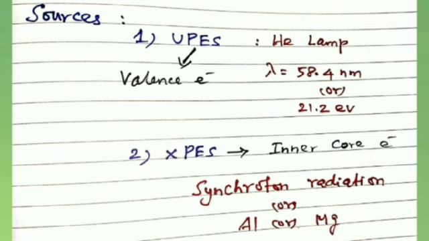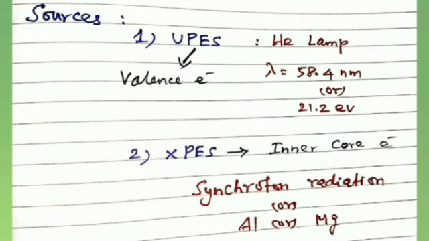The fingerprint of a given element is provided by UPES or UVPES and XPES. UV means ultraviolet photoelectron spectroscopy, and XPES means X-ray photoelectron spectroscopy. Sources of UVPES and XPES: a helium lamp or helium gas discharge tube using wavelength 58.4 nanometer or 21.2 electron volt in the UV region.